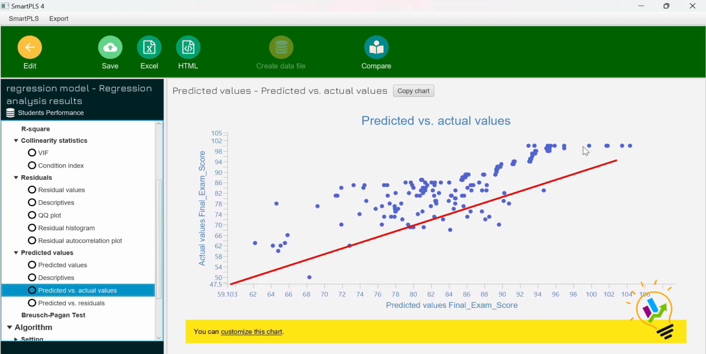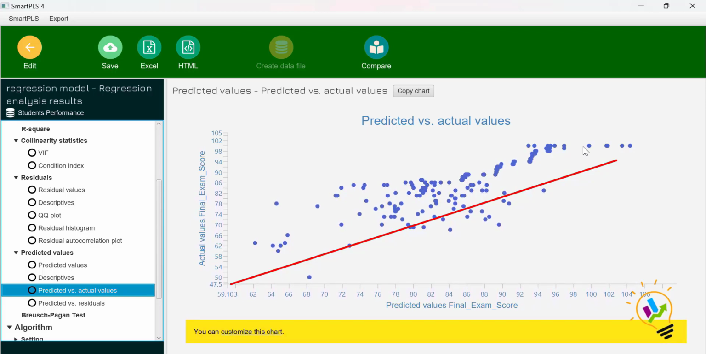The points in the scatter plot are all above the regression line, which means that the predicted values are higher than the actual values. This suggests that the model that was used to make the prediction overestimated the final exam score for this group of students.